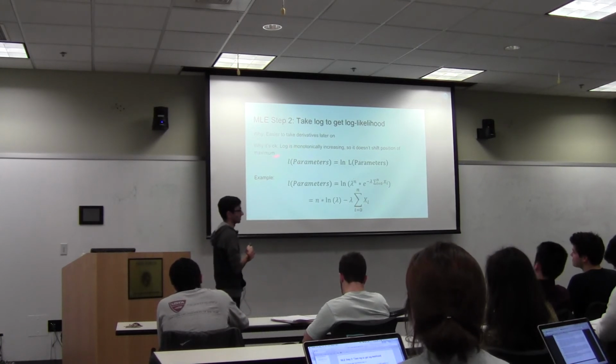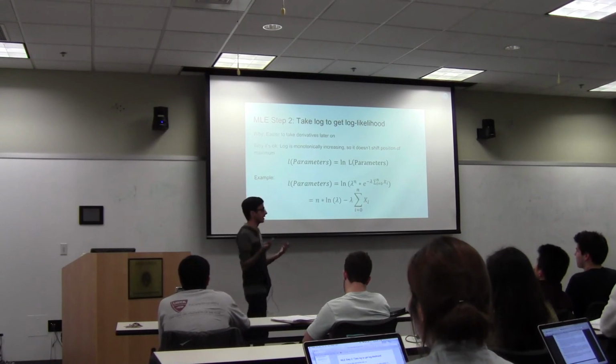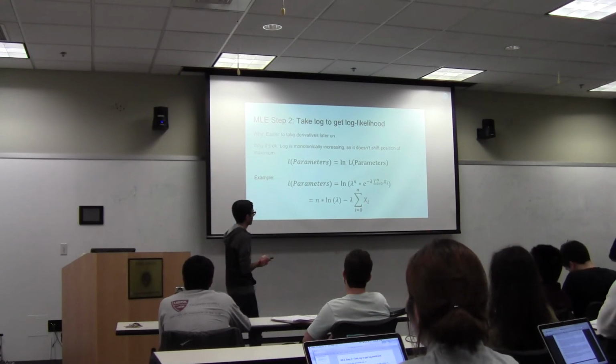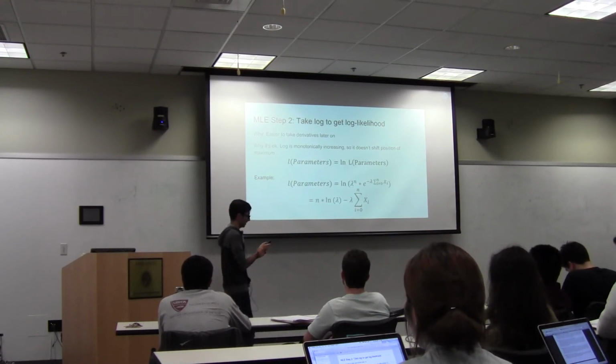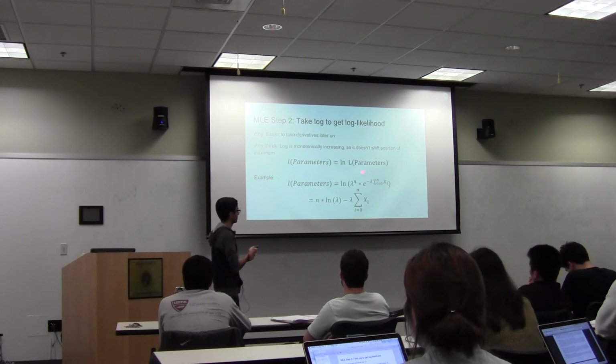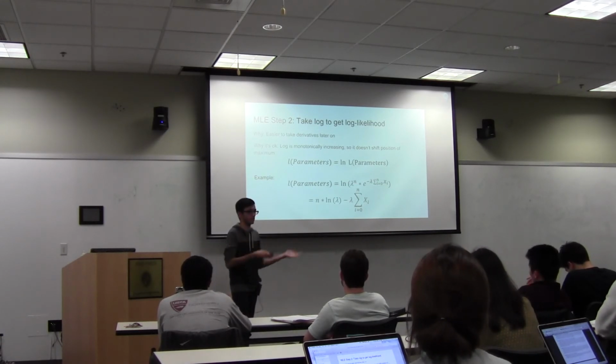That's denoted as little l. Big L was the likelihood, little l is the log likelihood. So I did it over here, but it's pretty easy. You just take the log of this, you separate out these two terms and bring the exponents down.